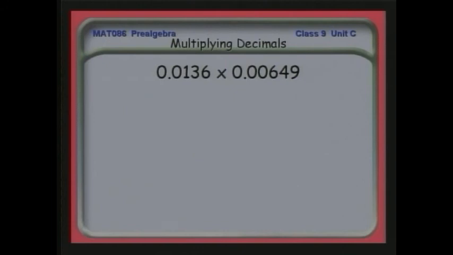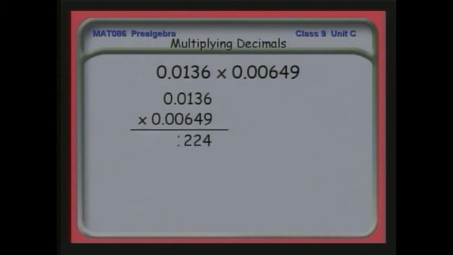0.0136 times 0.00649. Let's do this according to the rules, and we'll see something interesting is going to happen, and I'll show you what to do about it. Let's set the multiplication up just as we would a normal multiplication, and we're going to act as if we're multiplying 136 by 649, and then we'll take care of the decimal places later.